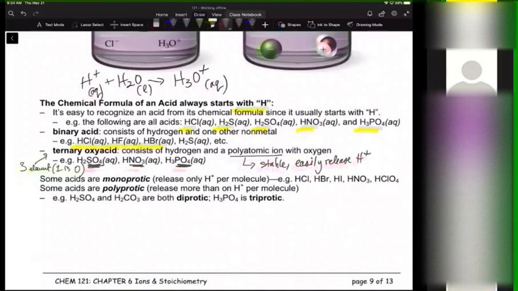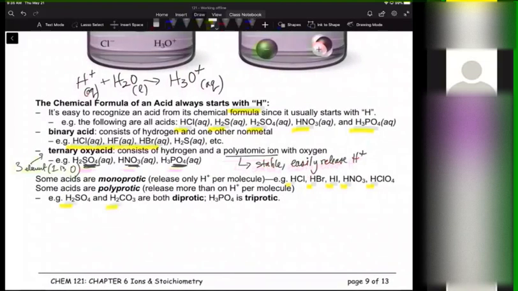We can talk about monoprotic. These ones give up just one hydrogen. We also have polyprotic, so we have diprotic acids, and we have a triprotic acid. So we take that ionic charge and we pair it up with enough hydrogens to make a neutral compound. And that's how we can connect the idea of our acids with those polyatomic ions that we were working with.